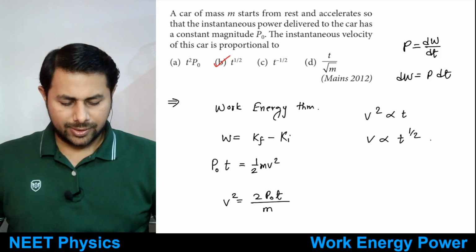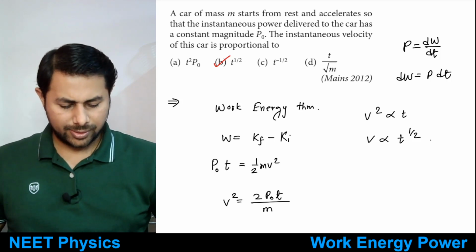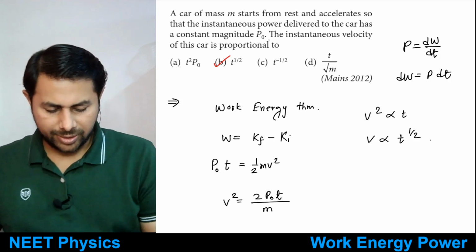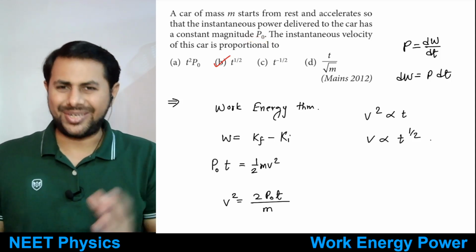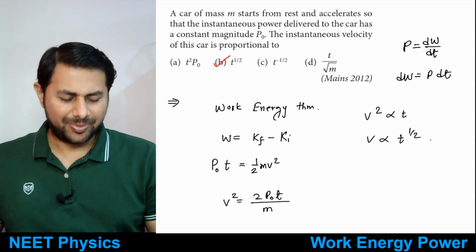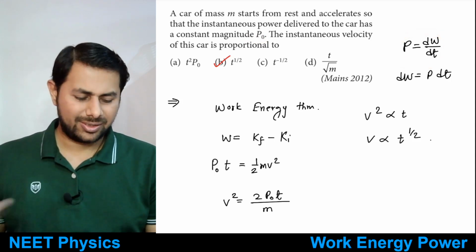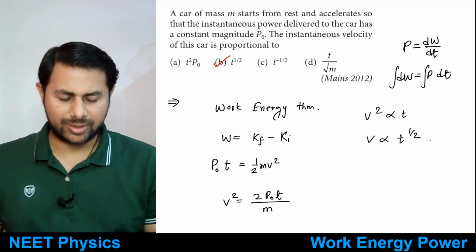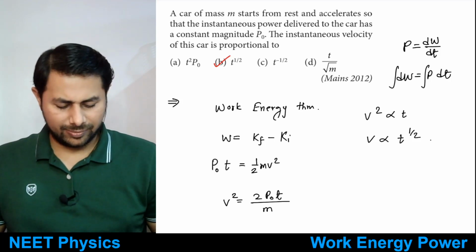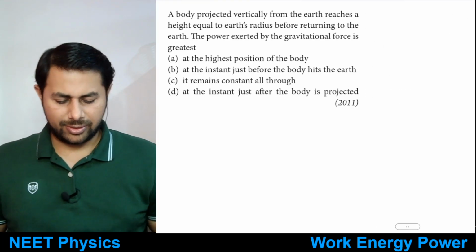All right, so just remember, if you have constant power, work done is equal to what? P naught times T or P times T. And if the power is not constant, then you need to integrate P dt to find out the work done. Okay. All right, let's see next one.